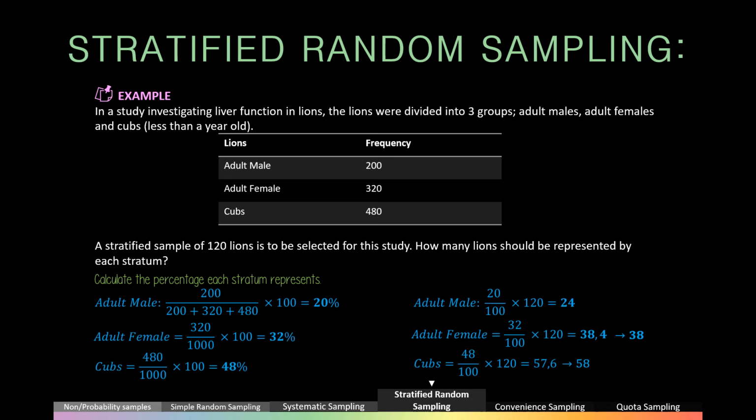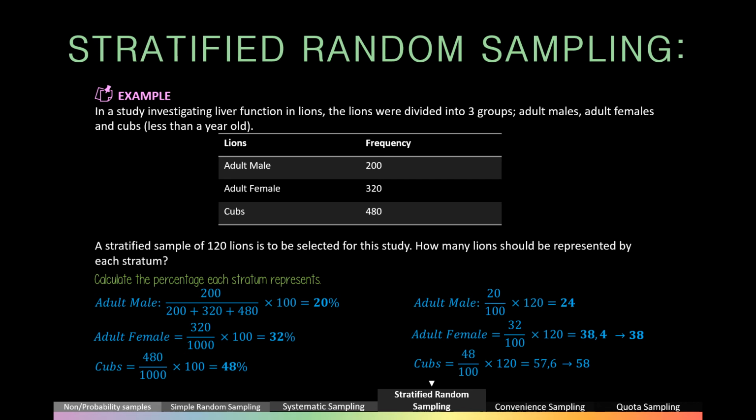Especially when you're rounding off, you want to make sure that you do that check step and you add up 24, 38, and 58 to ensure that you're getting a sample size of 120. You probably noticed that you could have done this in one step, and I'm going to show you how. When you're first starting off, I would recommend that you do each step so that you understand what you're doing.